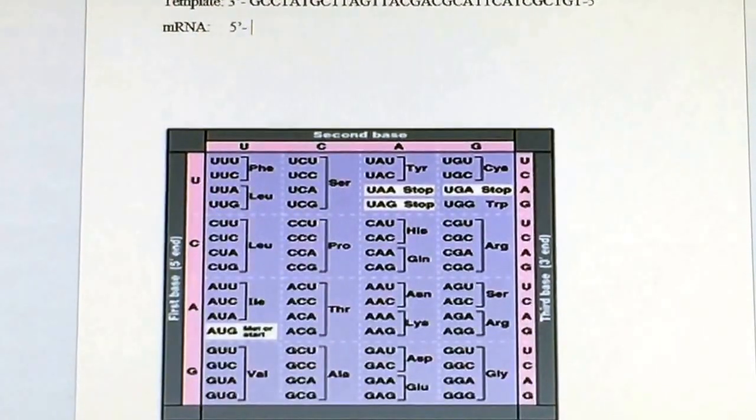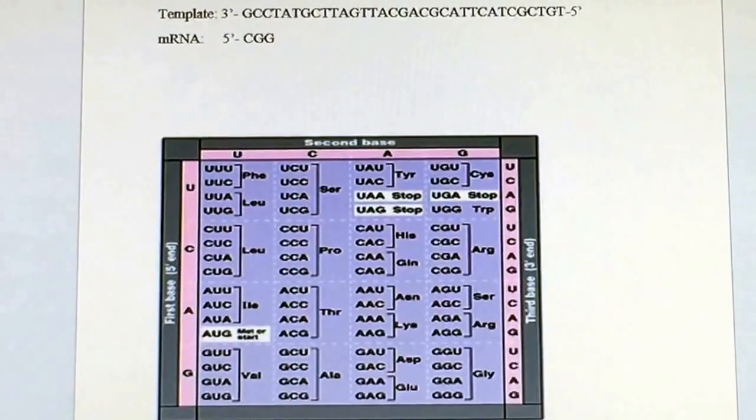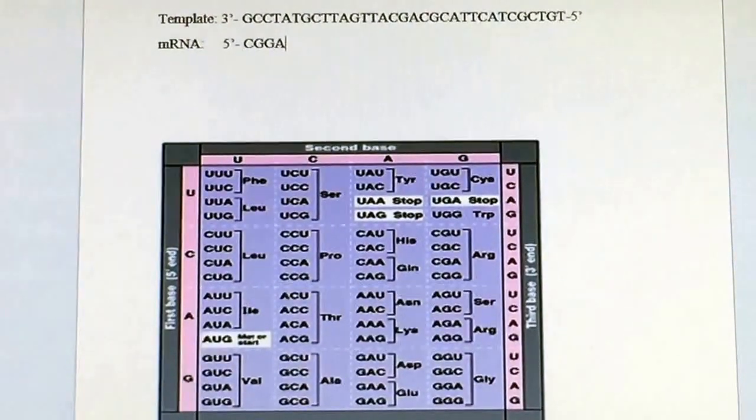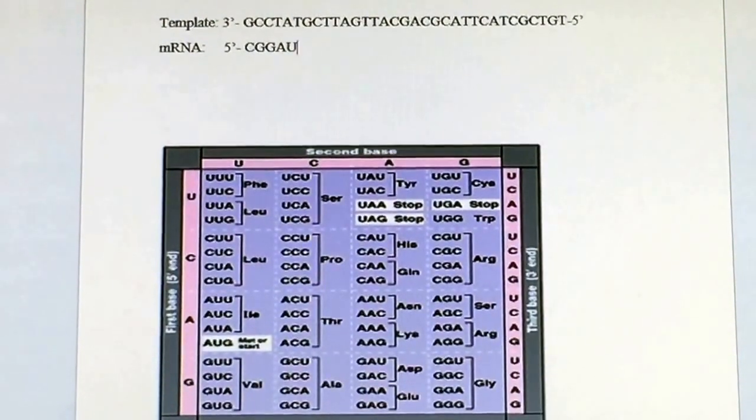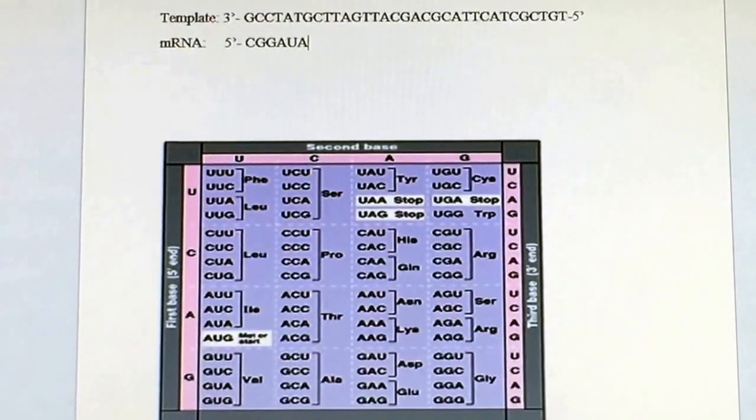The base pair of G is C, of C is G, of C again is G, of thymine is adenine, of adenine is uracil, and of thymine again it's adenine, and so on.